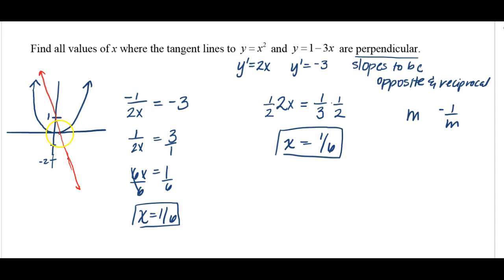The tangent line to 1 minus 3x is 1 minus 3x. And if I drew a tangent line at x equals 1 over 6, so that's going to be maybe right here-ish. If I drew the tangent line to x squared at 1 over 6, doing a different color, it should cross that tangent line to y equals 1 minus 3x perpendicularly. So at 1 over 6, if I draw a tangent line, that tangent line will be perpendicular to 1 minus 3x, which is its own tangent line.